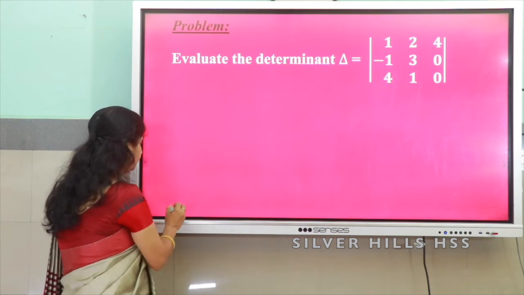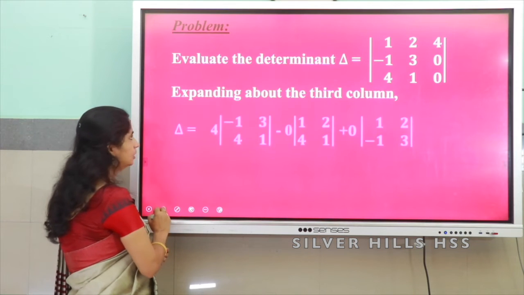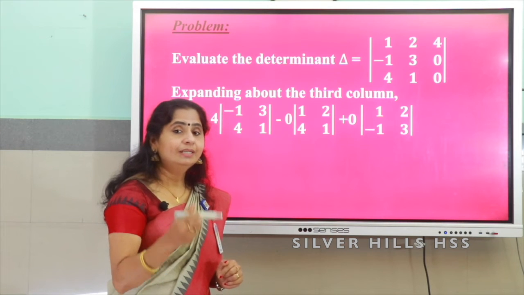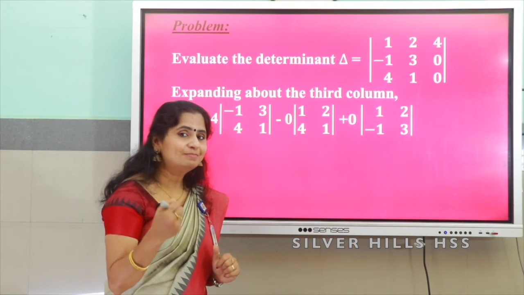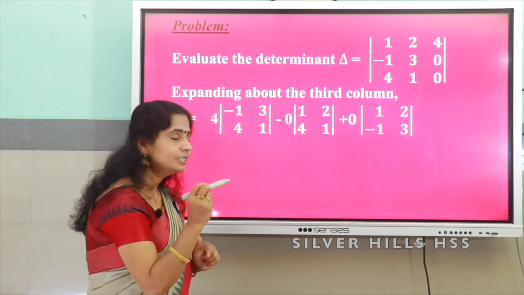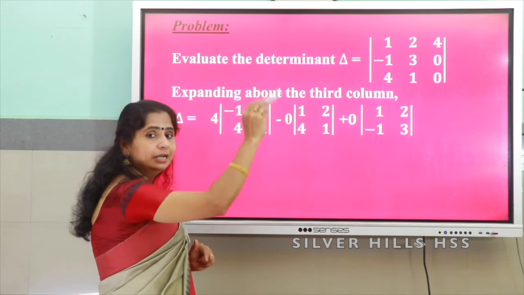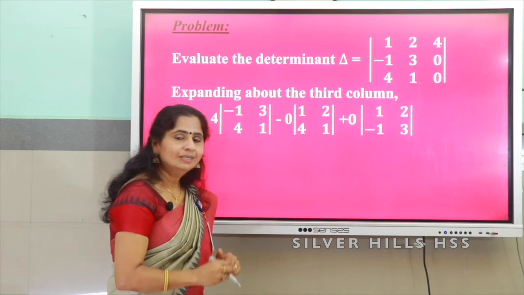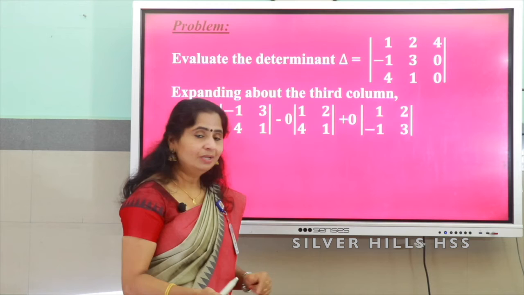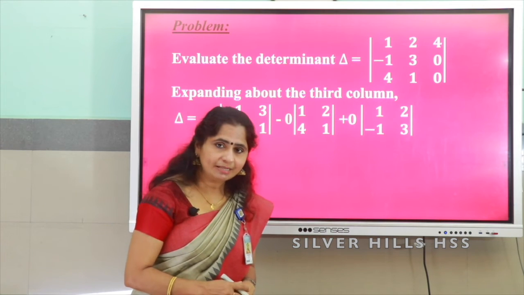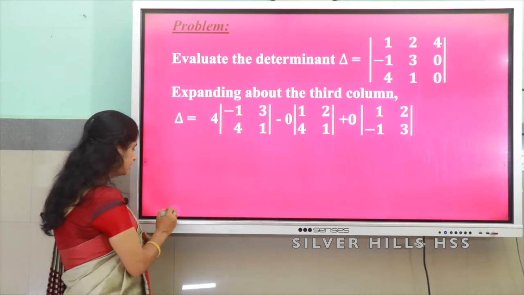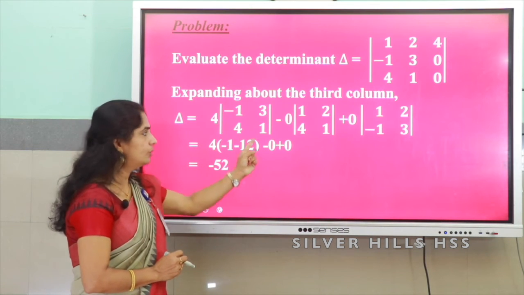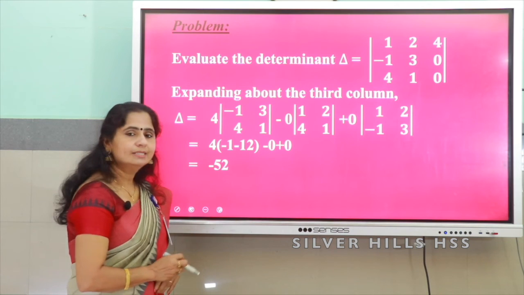So here we can expand about the third column. In the third column, the elements are 4, 0, 0. The third column sign will be plus, minus, plus. So you will have plus 4 into, deleting the corresponding row and column, we get minus 1, 3, 4, 1. Next, 0 multiplied by anything is 0, and the third value is also 0 multiplied by anything is 0. So we need not write those, we can directly evaluate the first set: 4 into minus 1 minus 12, the remaining 0, and we get the answer minus 52.